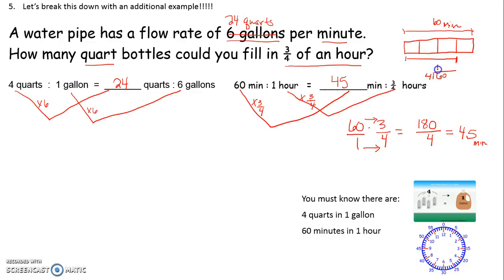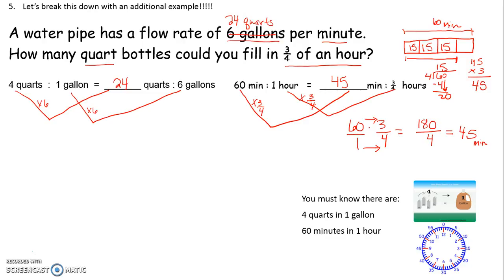4 goes into 6 once. 6 minus 4 is 2, bring down the 0. 4 goes into 20 5 times. That tells me in a 1/4 hour, I'm dealing with 15 minutes. I care about 3/4 of an hour. So I know I just have to do 15 times 3. And if you multiply 15 by 3, you'll come up with 3 times 5 is 15. 3 times 1 is 3, and 1 is 4, 45 minutes.